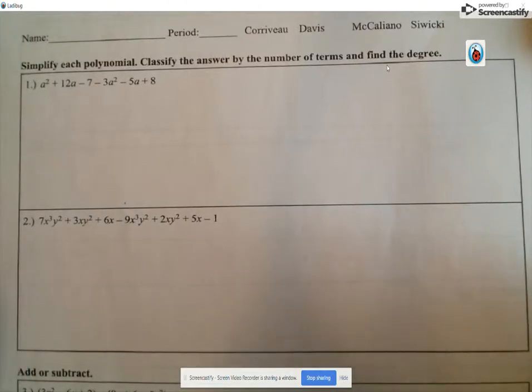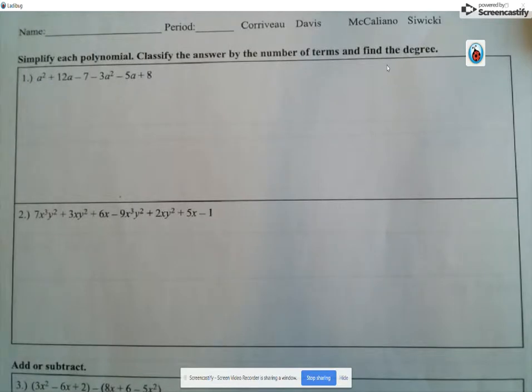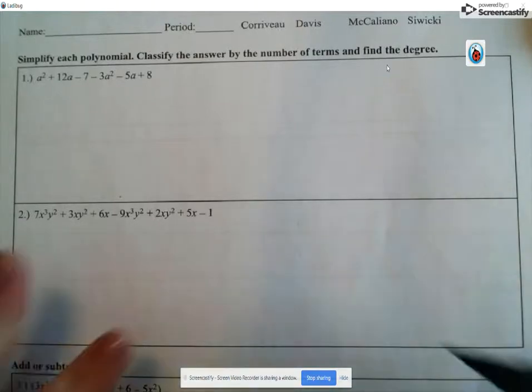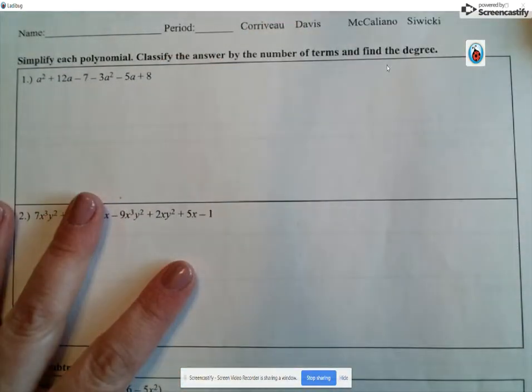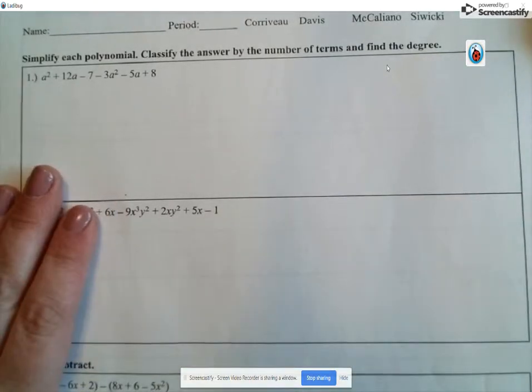All right, so we're going to take a look at the first two problems in notes here, in our study guide. So if we look, the first two are just simplifying the polynomials and then classifying by terms and degree. Okay, so we'll start here. It might help if you have multiple colors. I don't with me at the moment, but I'm going to underline in a certain way.